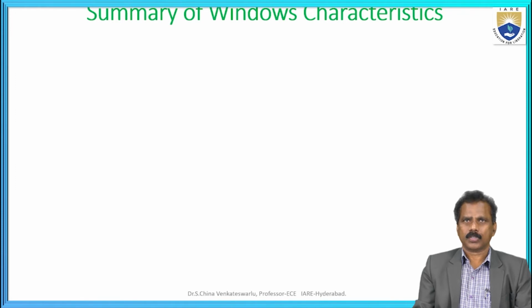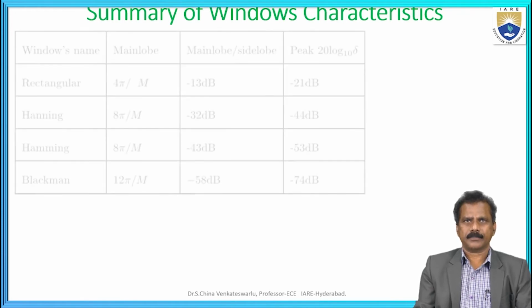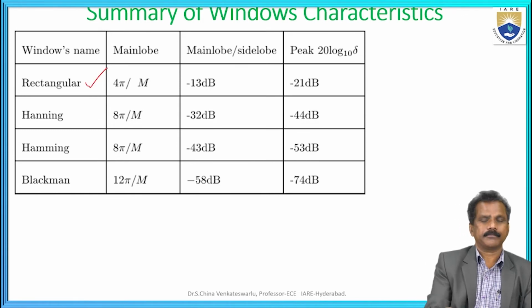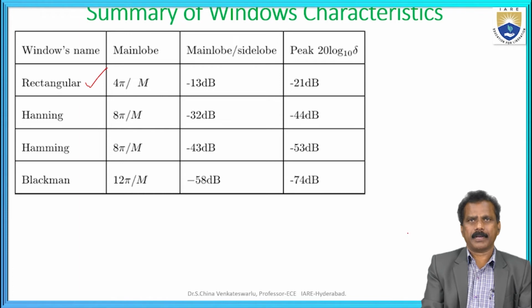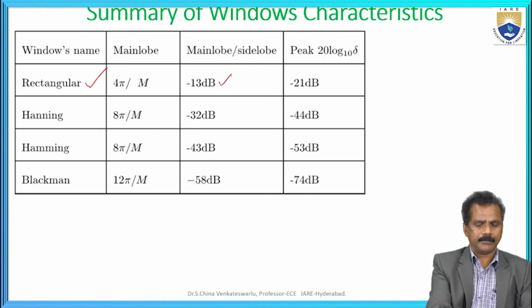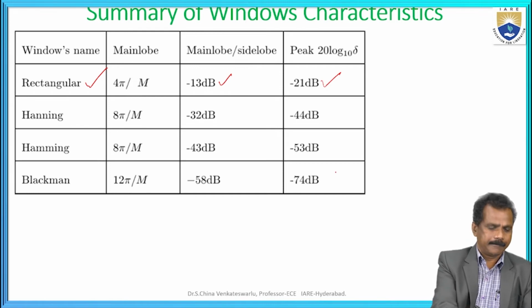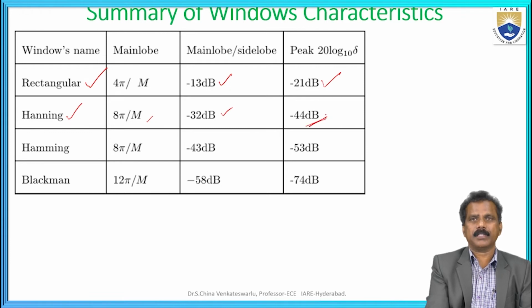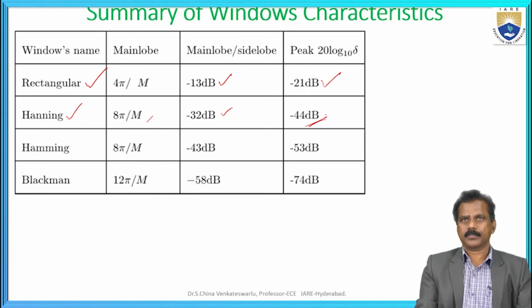Okay, so now a summary of the windows' characteristics. The rectangular window, which we have already seen and verified, has a main lobe of 4 pi by M, side lobe of minus 13 decibels, and peak 20 log base 10 of delta, minus 21 decibels. Similarly, Hamming has main lobe 8 pi by M, side lobe minus 32 decibels, and peak 20 log base 10 of delta, minus 44 decibels, and likewise Blackman windows.